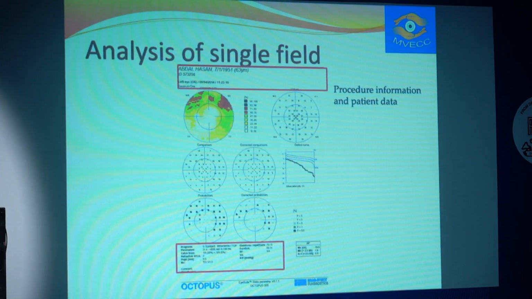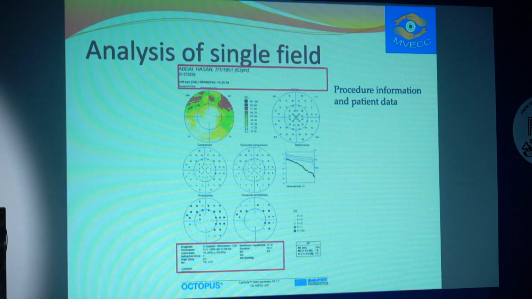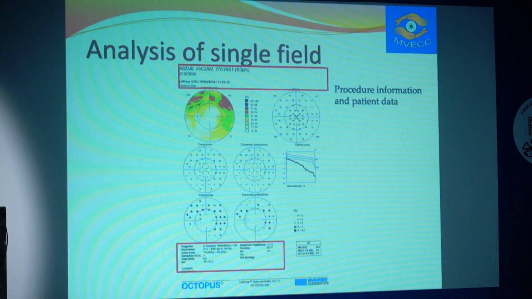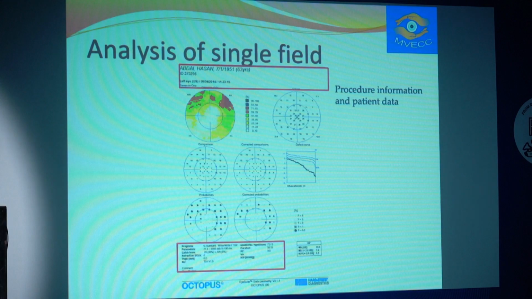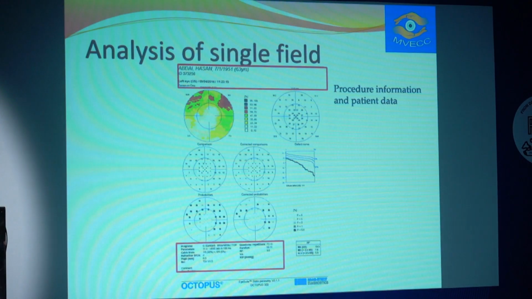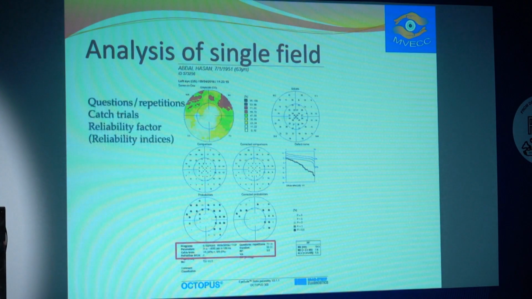Now we move on to, in short, the Octopus. The Octopus also has a similar kind of presentation, but in a different pattern. This is the 7-in-1 printout of the Octopus, which looks like the Humphrey's. This is the procedure information and patient data. Then you have the catch trials, which are similar to the reliability indices.